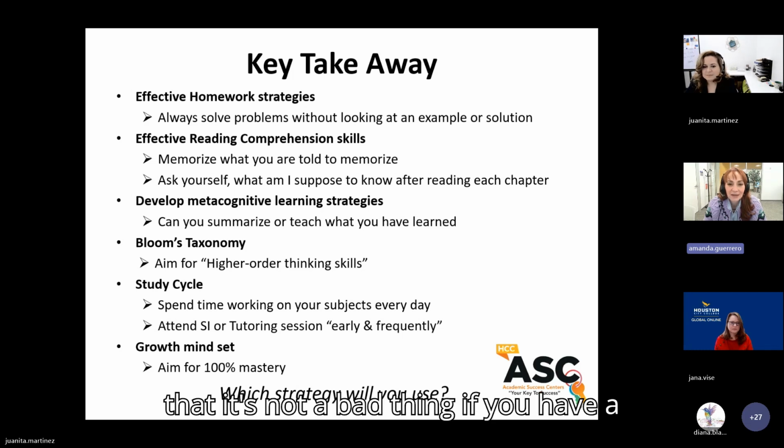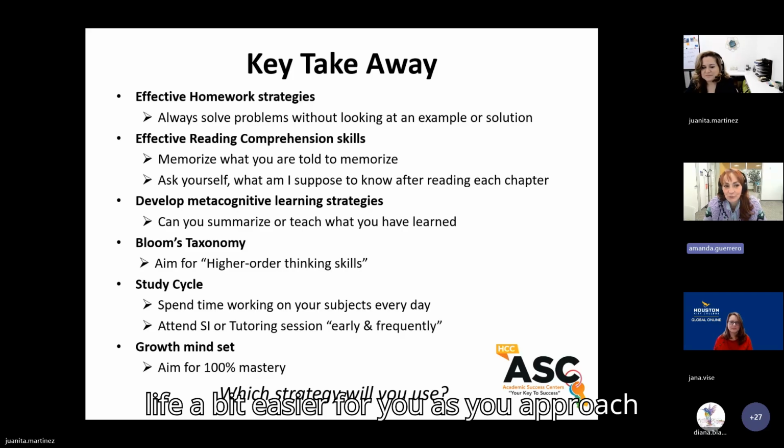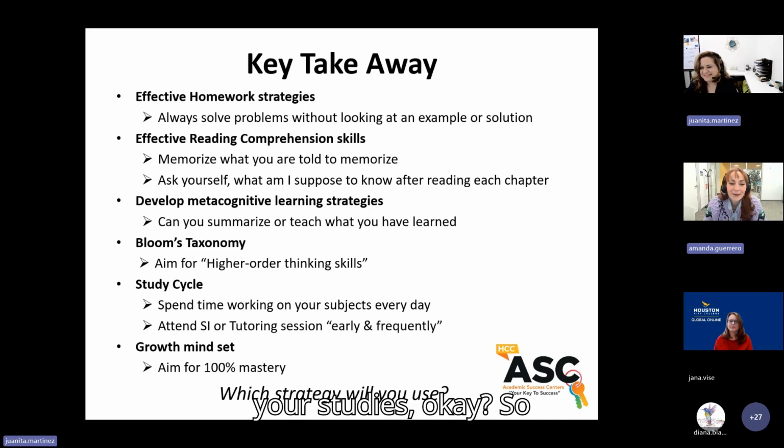Understand that it's not a bad thing if you have a fixed mindset. It just means that you've got to reframe what you're thinking to get yourself in a better place to make life a bit easier for you as you approach your studies.